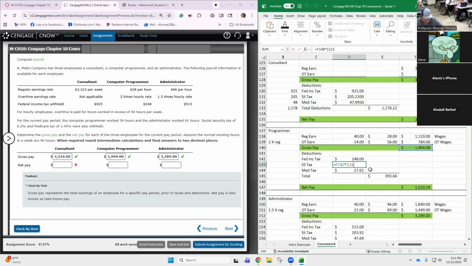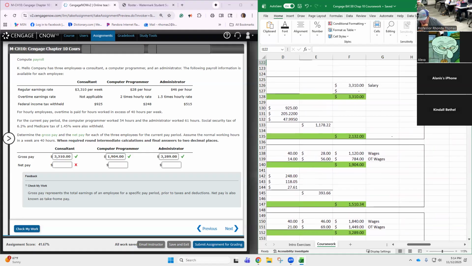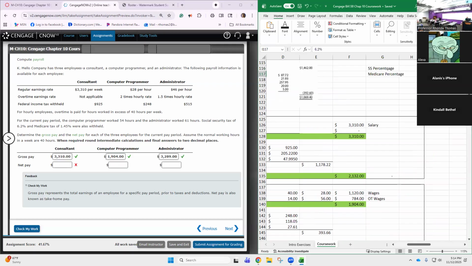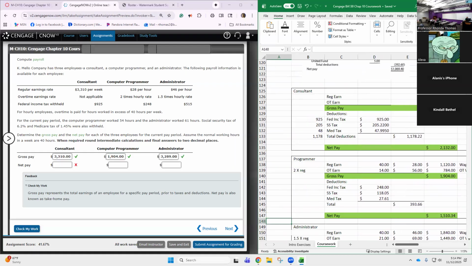So this should be F140, times this, times the rates. I'm going to see what they say for this one. I put those rates in my spreadsheet right there. Let me subtract it. Okay, so there's what I've got.